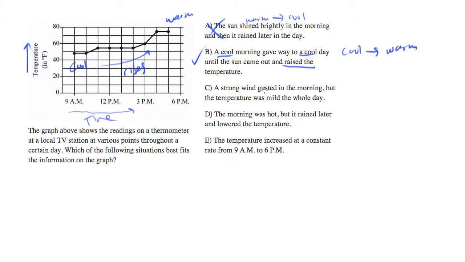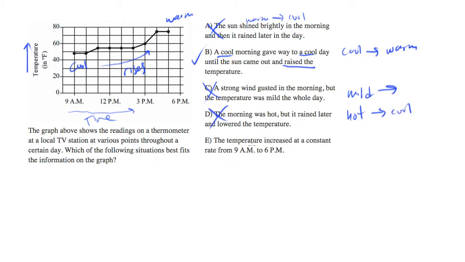C says a strong wind gusted in the morning, but the temperature was mild the whole day. Well, we want to show changing temperature. So that's wrong. And answer choice D says the morning was hot, but it rained and lowered the temperature. So that would be hot to cool, which is not what we want.